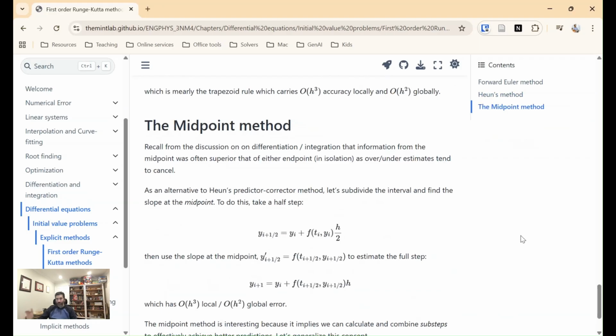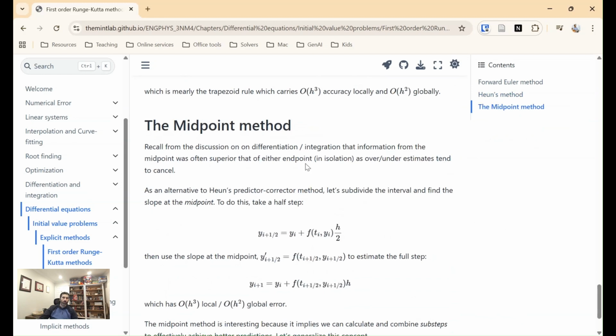Okay, now here's the magic. We're going to talk about the midpoint method. Remember that in integration, the midpoint method was a very useful approach. Okay, is it midpoint or yeah, no, it's the midpoint method.